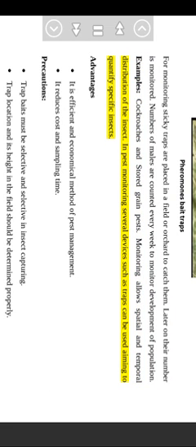In pest monitoring, several devices such as traps can be used aiming to quantify specific insects. Advantages: it is an efficient and economical method of pest management. It reduces cost and sampling time. Precautions: trap baits must be selective in insect capturing.